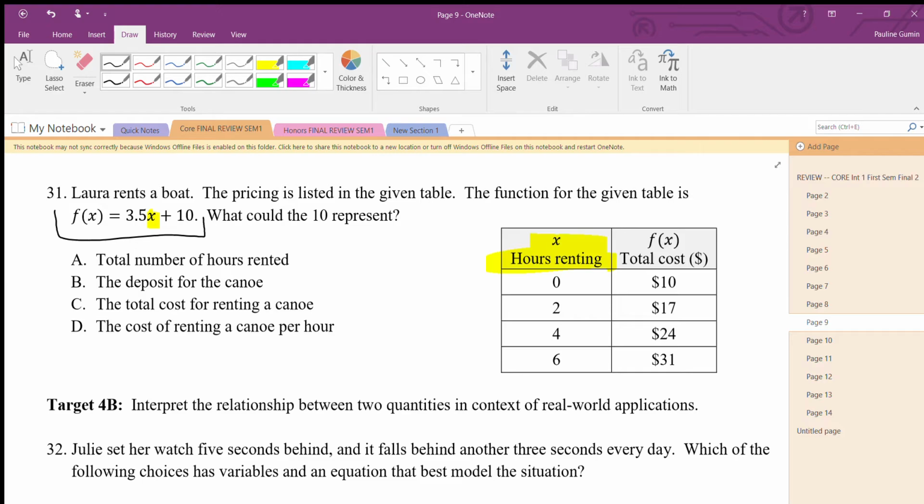It's called various things. Sometimes you'll hear it referred to as a fixed cost, like I previously stated, or you can also refer to it as a deposit, which means you come to a boat renting place, you give them 10 bucks, they give you a canoe, and then you pay extra on top of that, depending on the hours that you've rented that canoe.